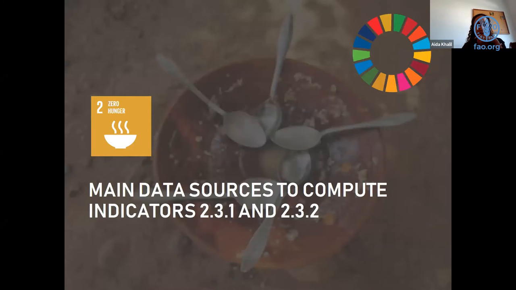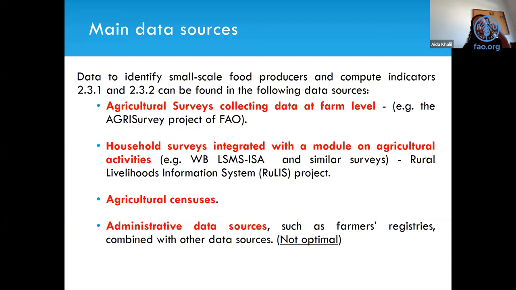So which are the main data sources to compute this indicator? I think this should also address some of the questions we received on the exercise from yesterday. Of course, each country should use data that are available. In some countries, for example, we may have a well-developed agricultural survey that includes information not only on crop and livestock production, but also on the labor input used, the cost of production, all the data that are needed to compute the indicator.